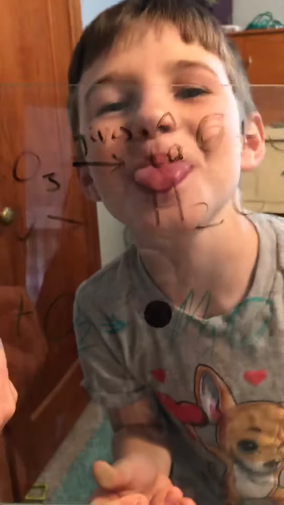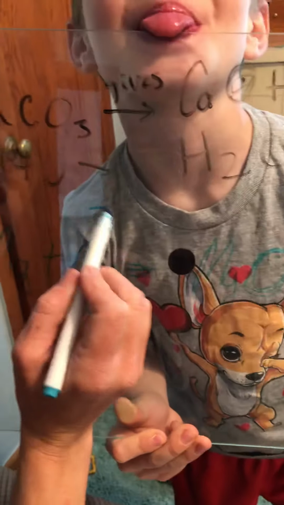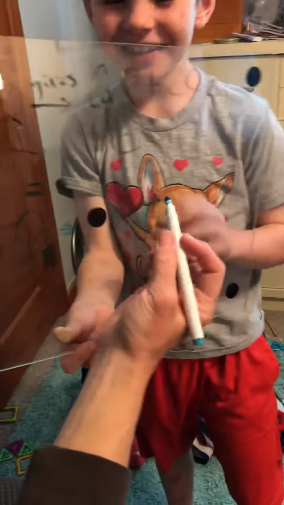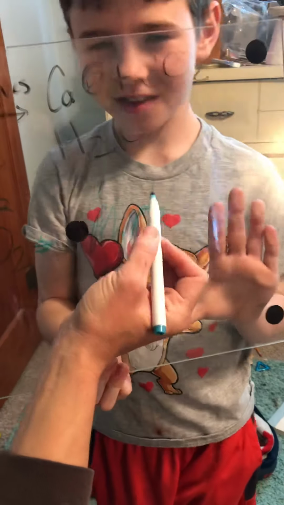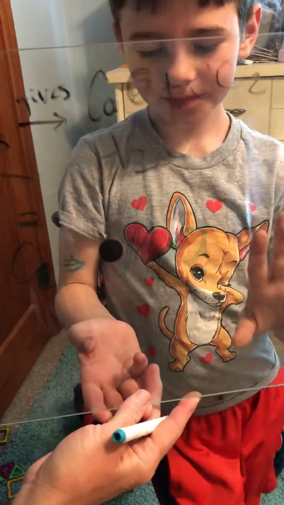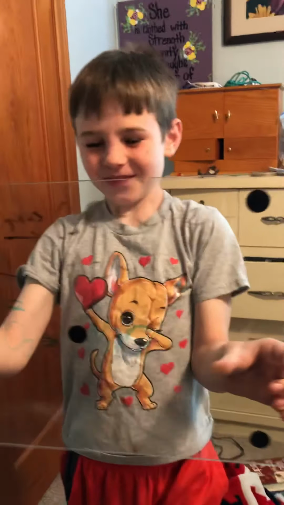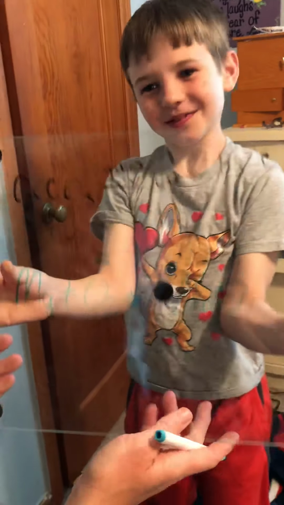Okay, so I have 1 magnesium. I have 2 oxygen. On this side, I have 1 magnesium and 1 oxygen. Is that balanced? Teek, shake your head. No, it is not balanced.